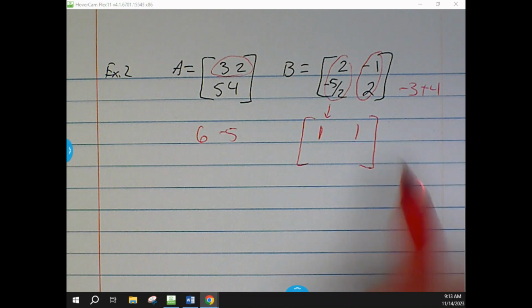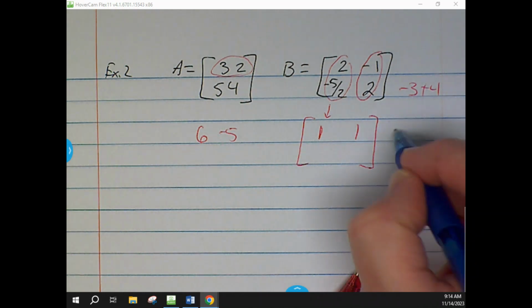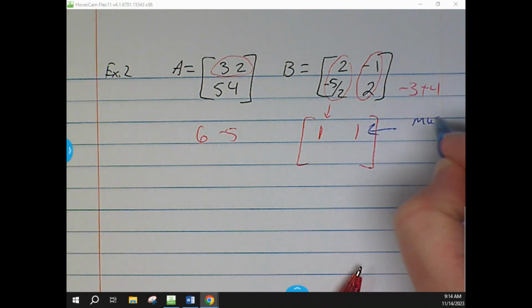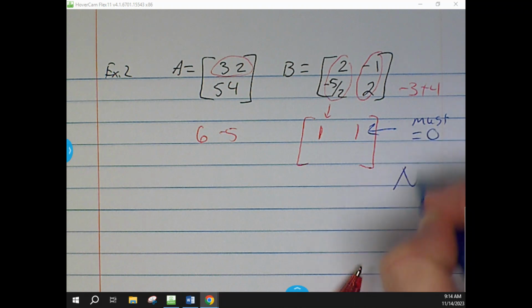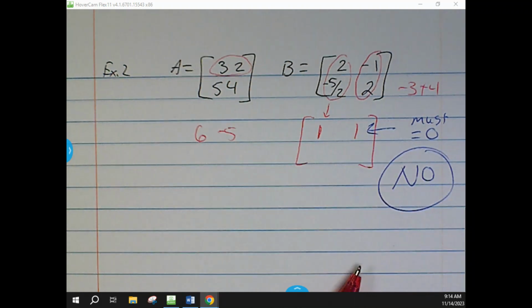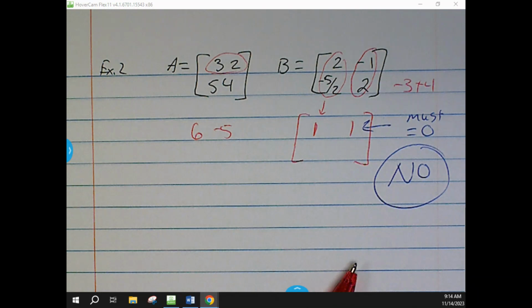But that has to be a 0. So because this has to be a 0, then we can just stop right there. Okay, so you don't have to go any farther. They're just going to ask you yes or no.